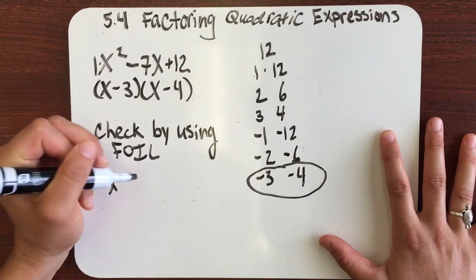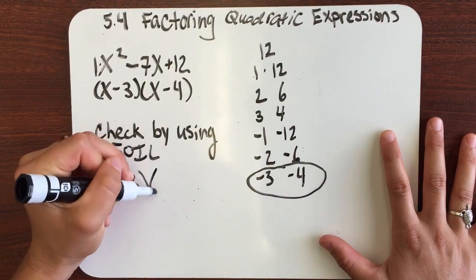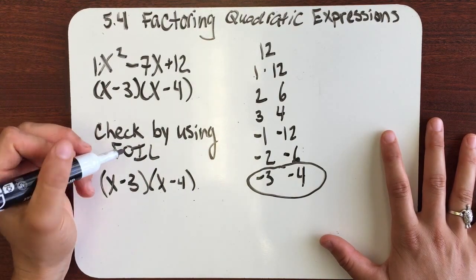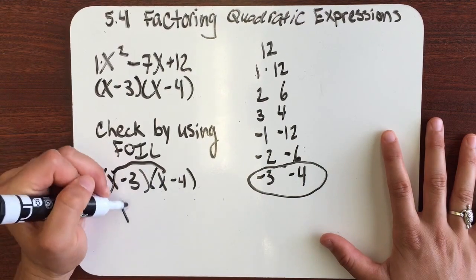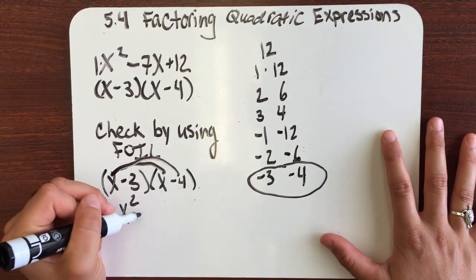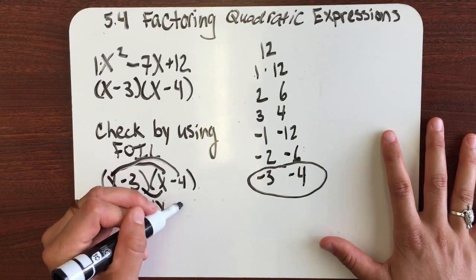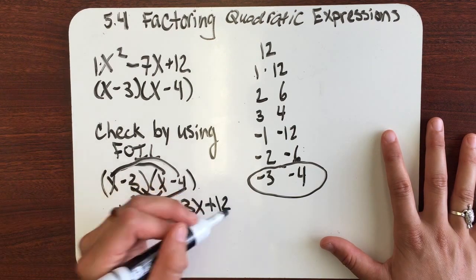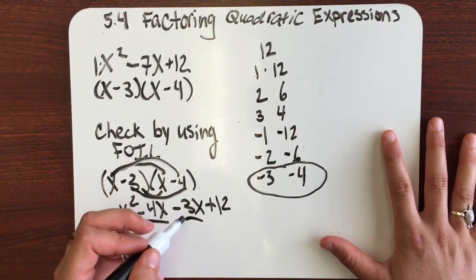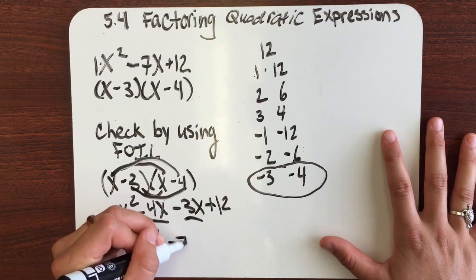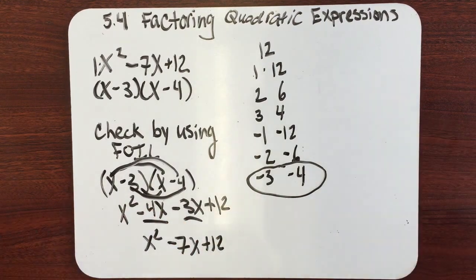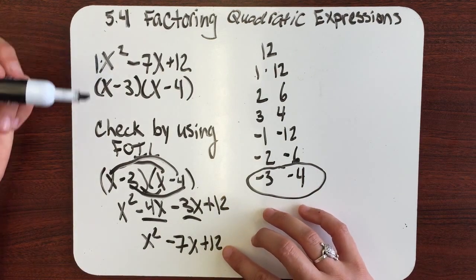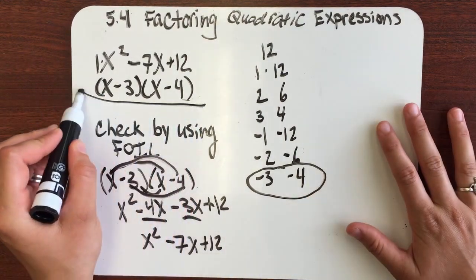So when we FOIL the two binomials, we use FOIL when we are multiplying two binomials. So FOIL means you're going to multiply the first terms, x times x is x squared, the outer terms, that's a negative 4x, your inner terms, negative 3x, and your last terms is plus 12. When we combine our like terms, negative 4x minus 3x, that's a negative 7x. And that shows that we get back to our original trinomial. So this checked out. So this was the correct answer.